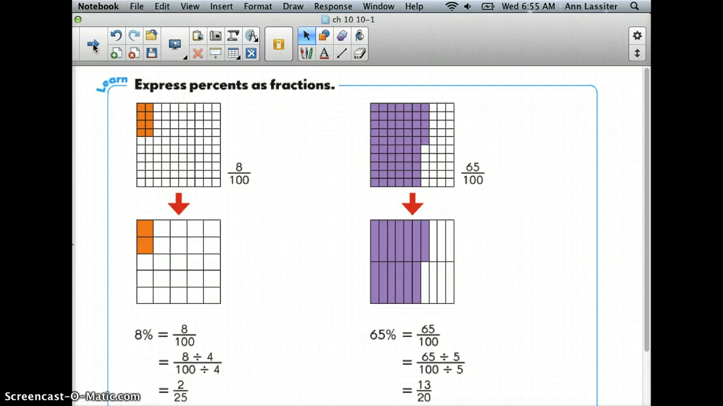You have 65%, so that's 65 out of 100, but then those numbers are both divisible by 5, so your final answer for the fraction equivalent to 65% is 13/20. If you become more familiar with the fact that what number is 100ths divisible by, it will make your life much simpler for simplifying fractions.